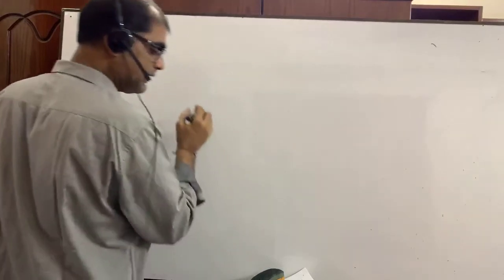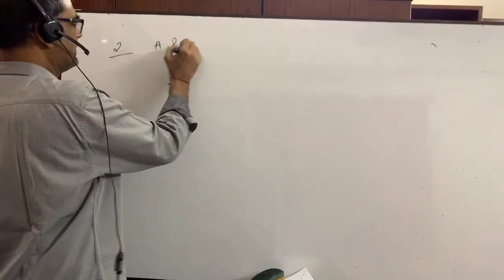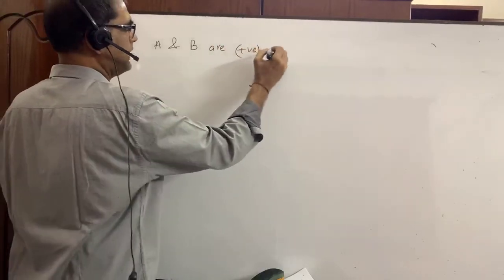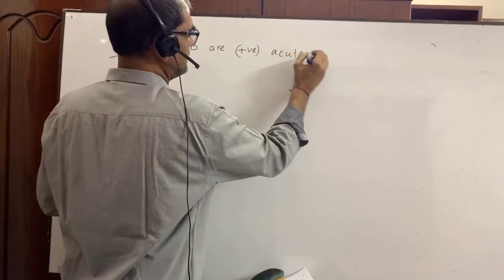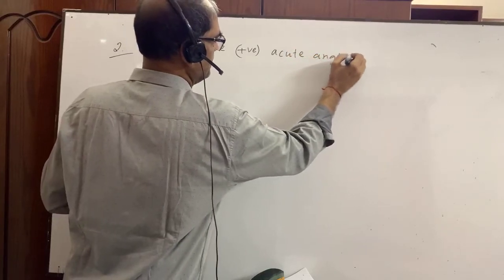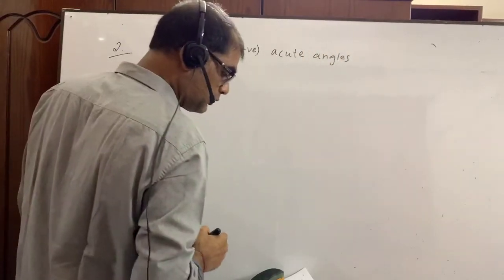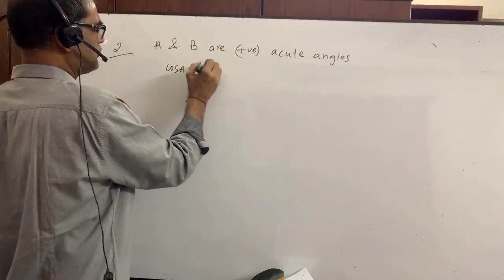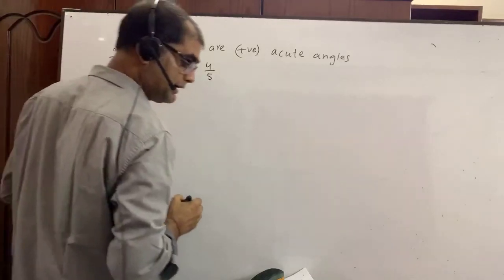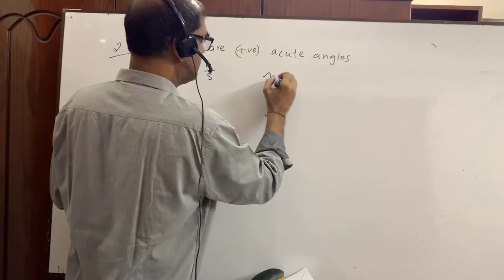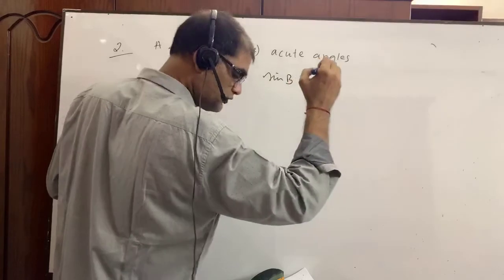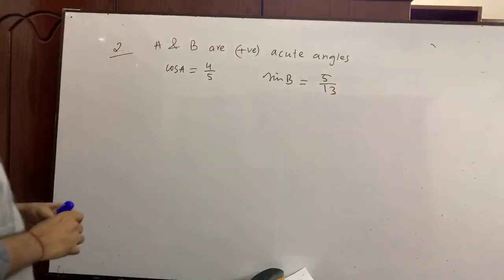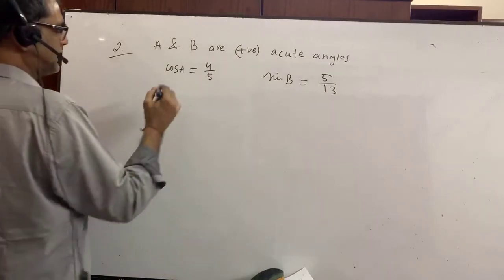A and B are positive acute angles, and cos A equals 4 by 5. It is also written sin B equals 5 by 13. Then what should we do? What did you do in class 9 and 10? Can you remember, please?